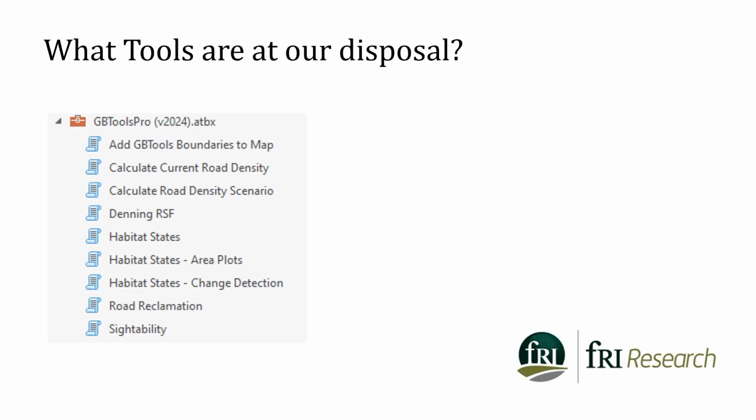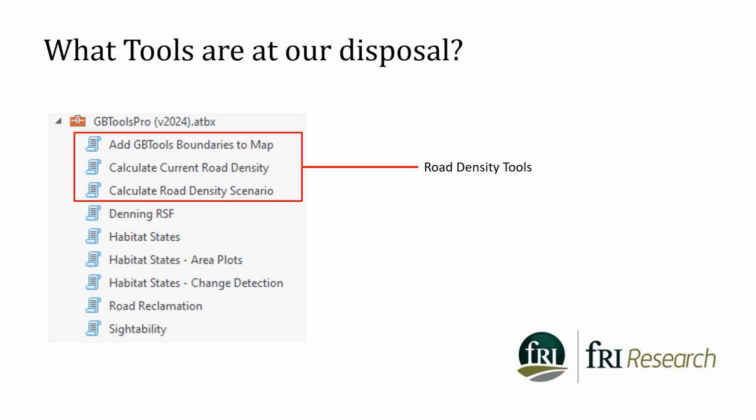Here is an overview of what tools we have at our disposal. We have our road density tools, denning RSF tool, habitat states tool, and suitability tool. Today we're going to be going over our road density tools. So that's our add GBTools boundaries to map, calculate current road density, and calculate road density scenarios. There's one more road tool in here, which we won't be going into within these webinars, and that's our road reclamation tool. But this is actually covered within our road density tools, so we won't need to go into it.